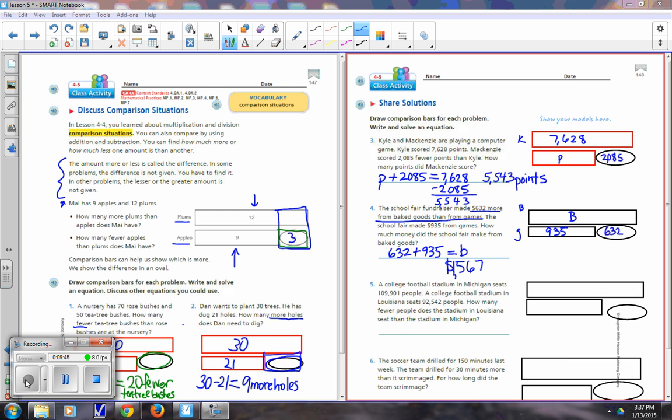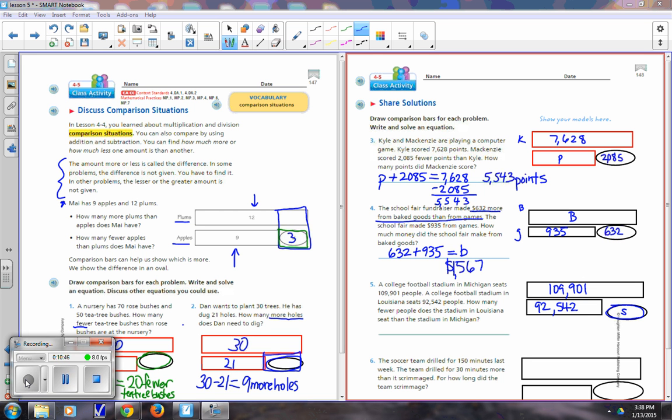A college football stadium in Michigan seats 109,901 people. A college football stadium in Louisiana seats 92,542 people. How many fewer people does the stadium in Louisiana seat than the stadium in Michigan? Ooh, this one's easy because it's a distinct bigger than the smaller. So I know that my top square is going to equal the Michigan seats, 109,901 people. Then the smaller square is going to equal my Louisiana seats, 92,542.